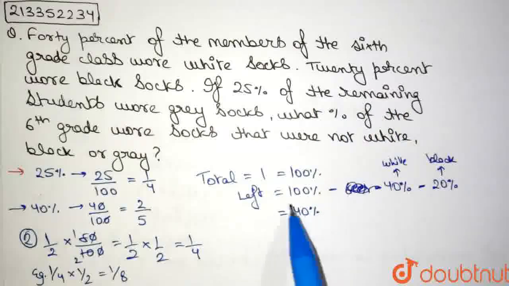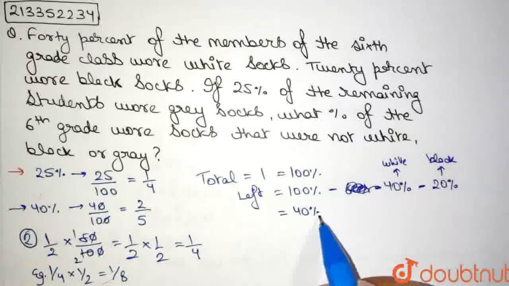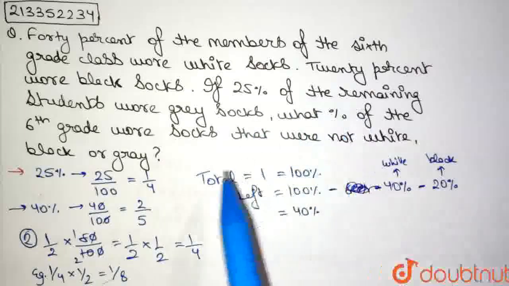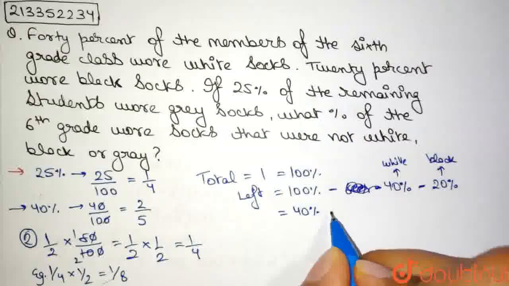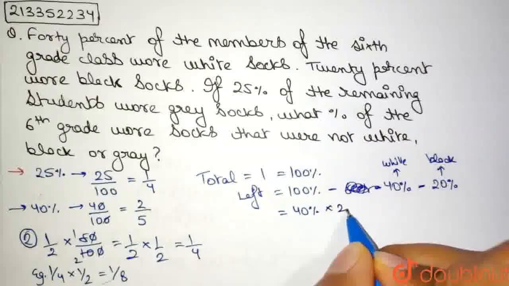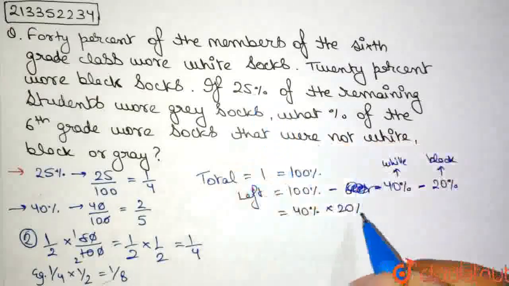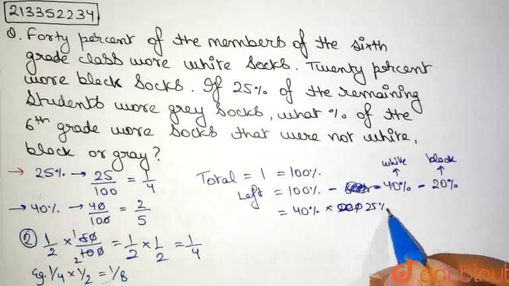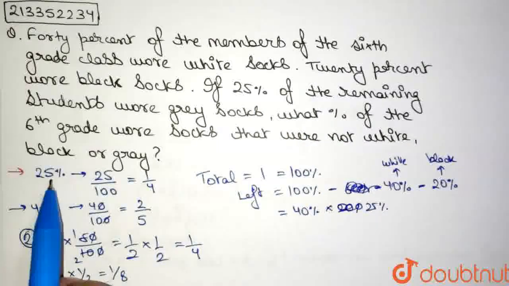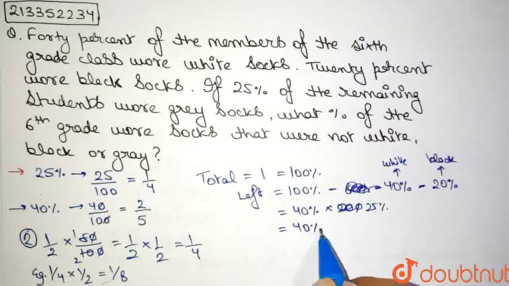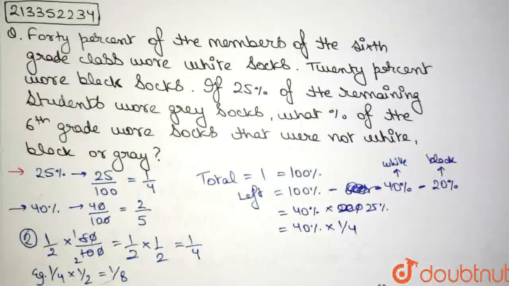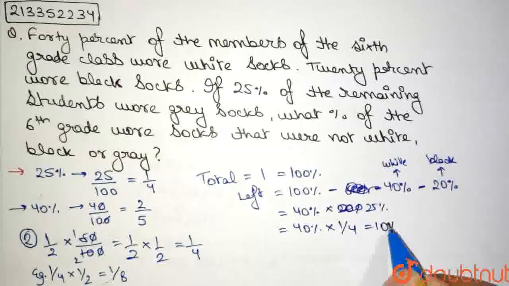And here we checked out the fact that if we want to find some percent of something, then we simply multiply. So 40%, and we need to find out 25% of this 40%. So it is equal to nothing but 40% into 25%. And here we obtain 25% as 1 by 4. So it is going to be 40% into 1 by 4. So this is nothing but 10%.